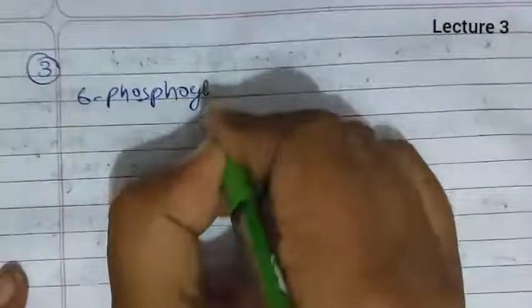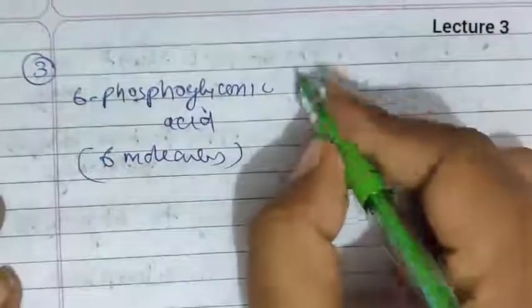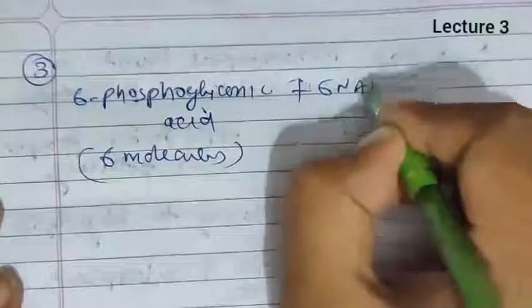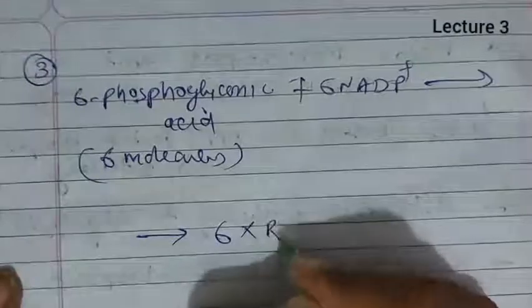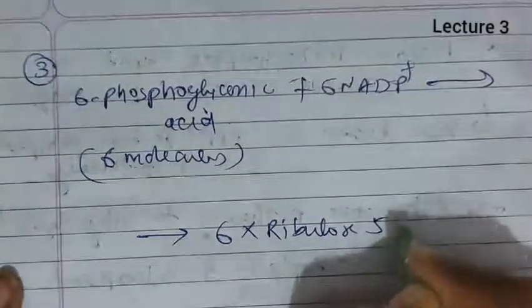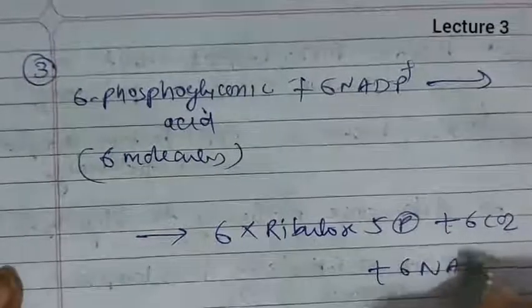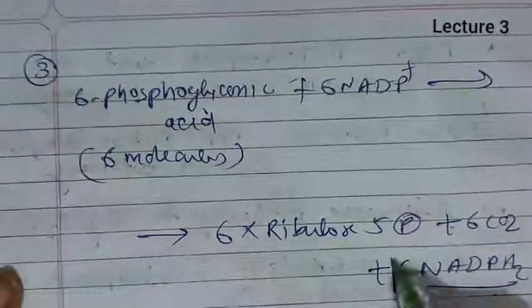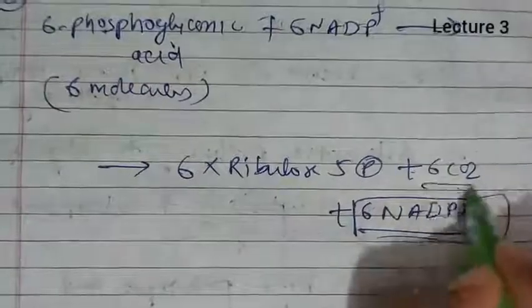Then in the third step, 6 molecules of 6-phosphogluconic acid react with again 6 NADP and give rise to 6 molecules of ribulose 5-phosphate plus 6 CO2 plus 6 NADPH2. So 6 NADPH2 are formed in the third reaction, 6 NADPH2 are formed in the second reaction, and 6 CO2 are released.